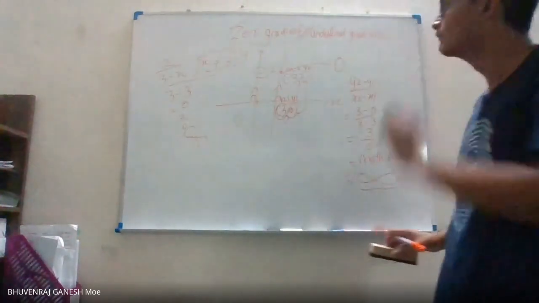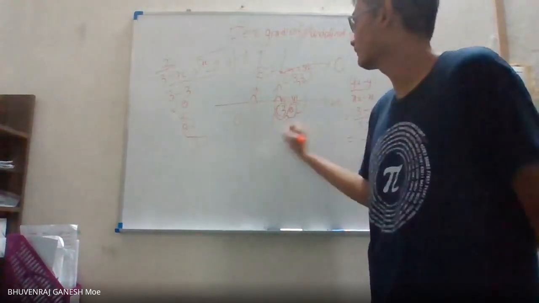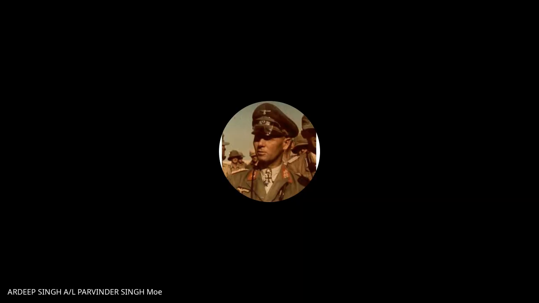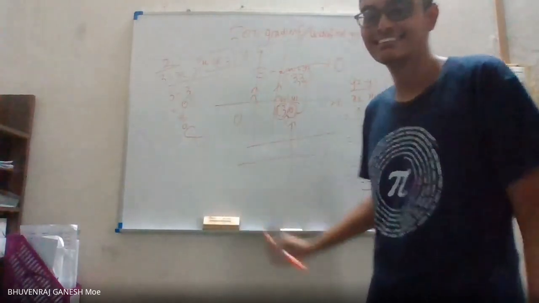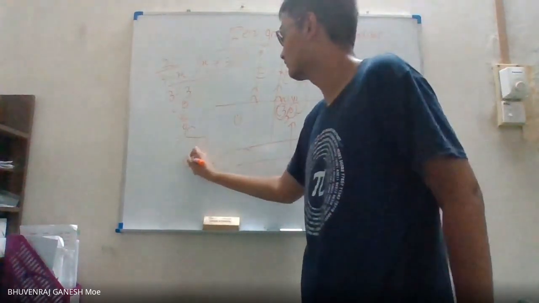If it's undefined gradient it goes this way, but if it's zero gradient, it will go the other way, parallel like this. That's zero, because you will eventually get an answer of zero over something.